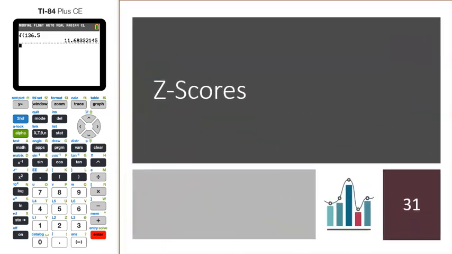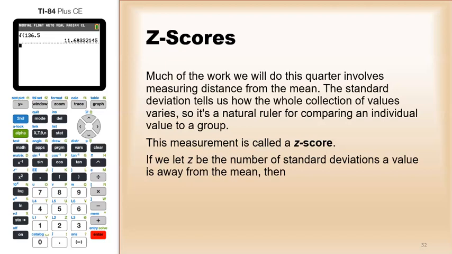Okay, the last thing I want to talk about this lesson are z-scores. Now, one of the reasons the standard deviation is so important to statisticians is we tend to use it like you would a ruler or a yardstick. We use it as a way of measuring distances in terms of statistics. So much of the work we'll do this quarter involves measuring distance from the mean.